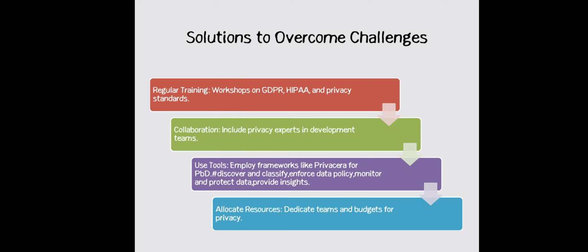Then we have allocate resources. An organization must allocate resources to the privacy by design teams, and the budget as well, because budget is a major concern in privacy.